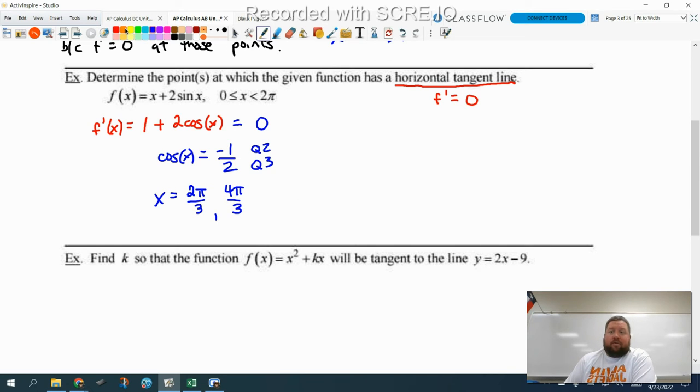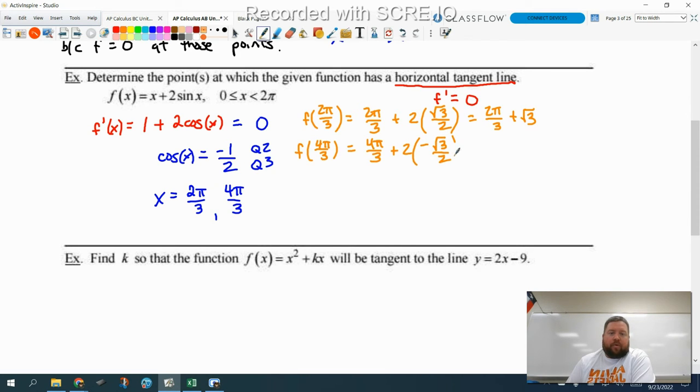All right, we need our y values. So we're going to plug these back into the original function, f of 2 pi over 3. So that would be 2 pi over 3 plus 2 times the square root of 3 over 2. That's sine of 2 pi over 3. 2's cancel, so you get 2 pi over 3 plus square root of 3. Ugly number, but that's what it is. F of 4 pi over 3 would be 4 pi over 3 plus 2 times negative square root of 3 over 2. When we're in quadrant 3, sine is negative, 2's cancel, so you get 4 pi over 3 minus the square root of 3.